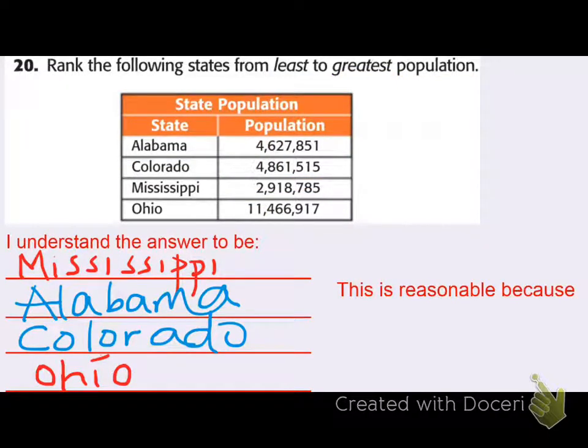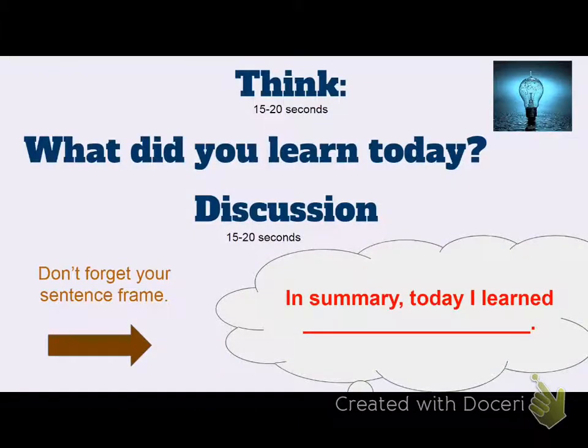And of course, the last step after we solve, step 3, is it reasonable? Well, I can clearly see Mississippi has the smallest population with 2 million. We have Alabama with 4,627,851. We have Colorado with 4,861,515, that 800,000 being the difference there. And then finally, the one with the greatest population, I'm not sure what they're all doing in Ohio, but there is 11 million people living there. So Ohio had the greatest population according to this chart. So my answer is definitely reasonable. I can go ahead and move on.